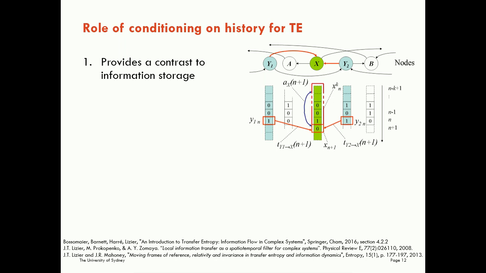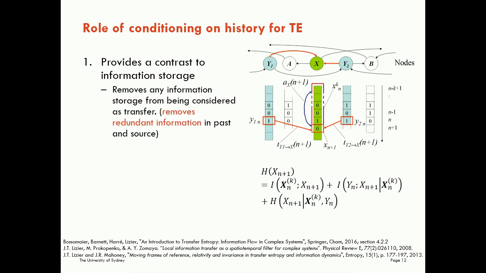First of all, let's think about the role of the conditioning on the history, the past of the target in our measurement. What is it? What is the meaning of that conditioning that changes a time lag mutual information from the source to the target to a conditional mutual information between those two conditioning on the target past? The first thing I would say is that this provides us a contrast to the information storage, a contrast to the measure of active information storage that we looked at in our previous session.